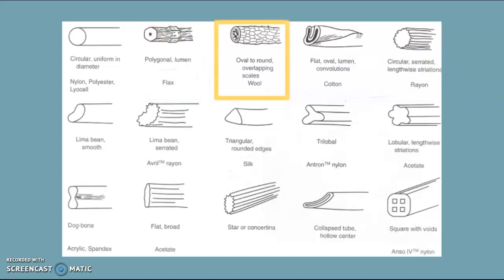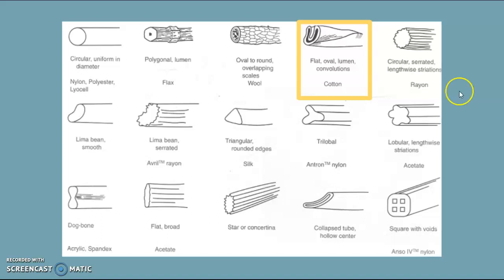Wool will be either oval or round, and then it'll have those overlapping scales that we know as the imbricate cuticle of wool or sheep hair. Cotton is going to be more flat and oval. It also has a lumen, which is going to be that open space in the center. So again, this black portion here. And then it will have convolutions, which gives cotton a twisted or spiraled appearance under the microscope.